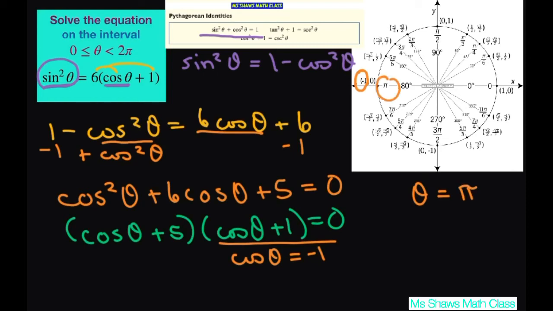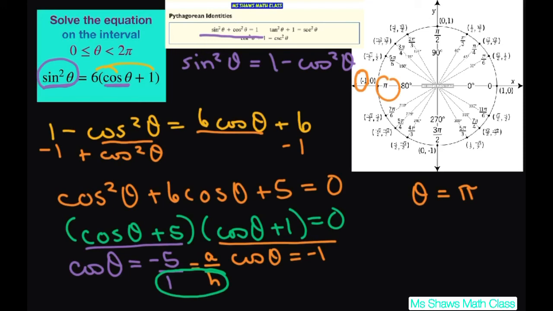All right, for this piece, we have set this to 0. So you have cosine theta equals negative 5 when you subtract 5 from both sides. If I put that in fraction form, just recall that cosine of theta is adjacent over hypotenuse. Your hypotenuse cannot be smaller than your adjacent side. So this is an extraneous solution. It's not possible, so we have to disregard this one. This is impossible. So we only have one solution, and that is theta equals pi.